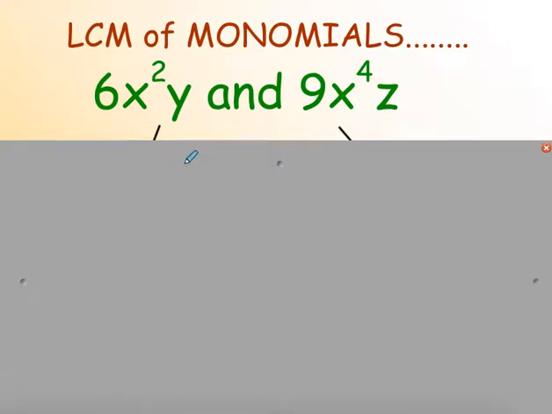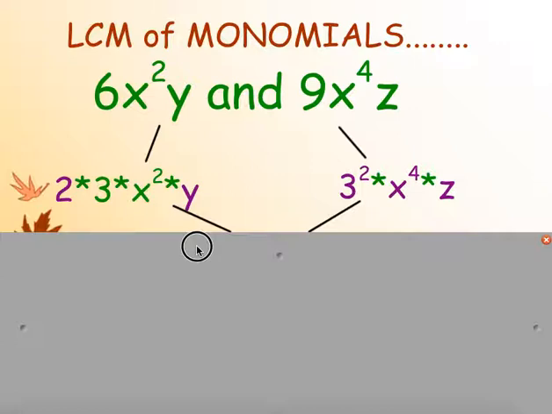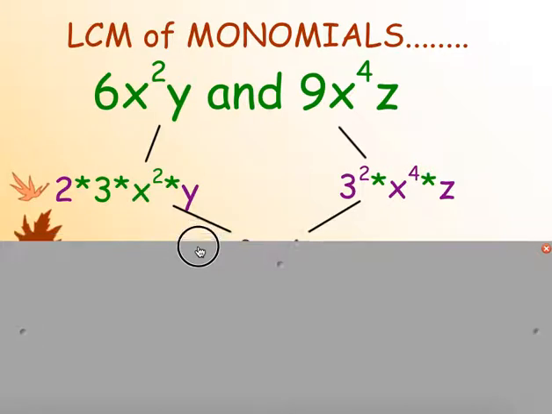Now, when we get to the least common multiple of monomials, we're going to do something similar to our prime factorization method. We are going to put them in their prime factorization, so that we get 2 times 3 times x squared times y, and 3 squared times x to the 4th times z. Now remember, we must have all of the different factors represented. So we need a 2, we need a 3, we need an x, we need a y, and we need a z. Just depends on how many of each we need.